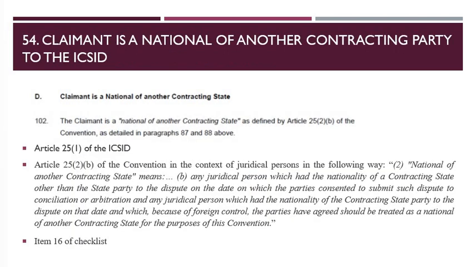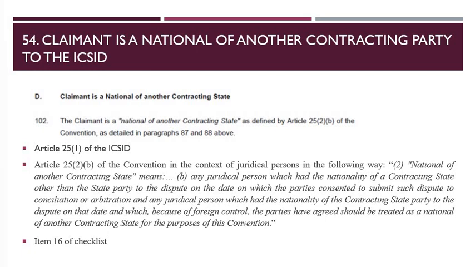Item 54 is that the claimant is a national of another contracting party to the ICSID. In the Discovery LLC notice, it states, D. The claimant is a national of another contracting state. The claimant is a national of another contracting state as defined by Article 25(2)(b) of the Convention as detailed in para 87 and 88 above. Recollect that Article 25(1) of the ICSID Convention specifies these requirements.